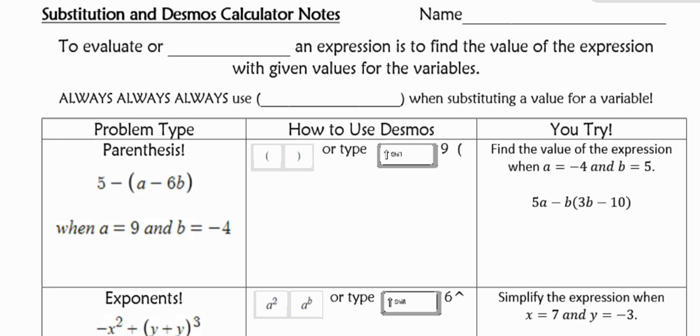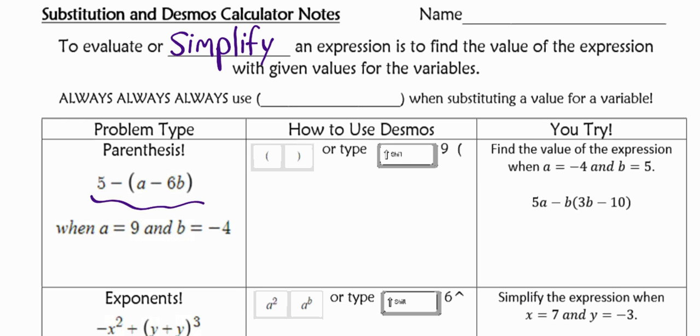Great, here we're going to talk about using the Desmos calculator to substitute a number into an expression and find the value of that expression. When I say an expression, I really just mean something like this, where we would follow order of operations to find the value of that thing. Another way to say that is to evaluate or simplify the expression. It basically just means that we are going to find the value of that expression when we plug numbers in for the variables that we're given.